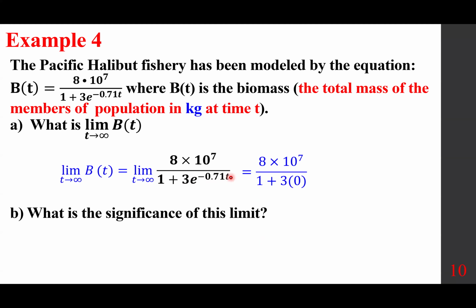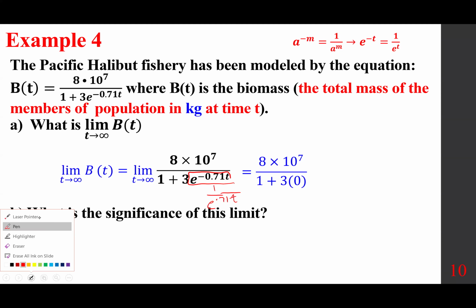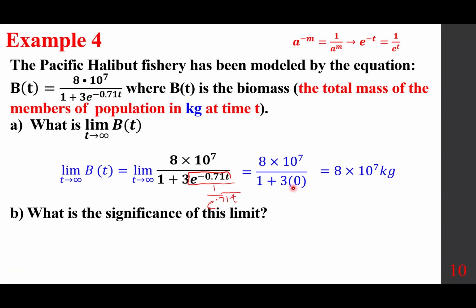Again, reminding you the reason for that. A to the power of negative m is 1 over a to the power of m. E to the power of minus t is 1 over e to the power of t. So this one is 1 over e to the power of positive 0.71t. So it makes the denominator infinity. 1 over that is 0, 3 times 0. And so the answer is 8 times 10 to the power of 7 units, kilograms.